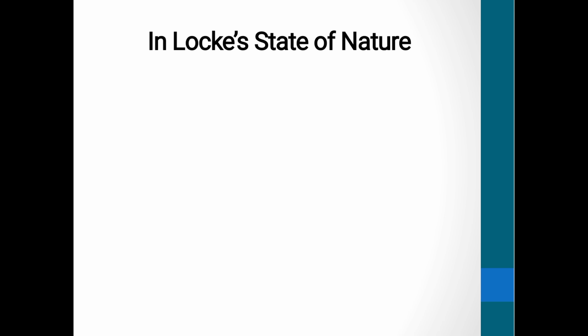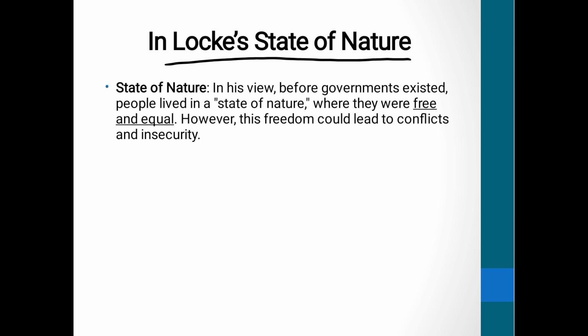Students, now let us discuss Locke's state of nature theory. We have four main assumptions. Let's discuss one by one. State of nature. In his view, before government existed, people lived in a state of nature where they were free and equal. However, this freedom could lead to conflicts and insecurity. So you can see, students, that he is talking about a community that was before formulation of any sort of government, without any sort of authority. People were free and they were having the free will to buy and sell the products.